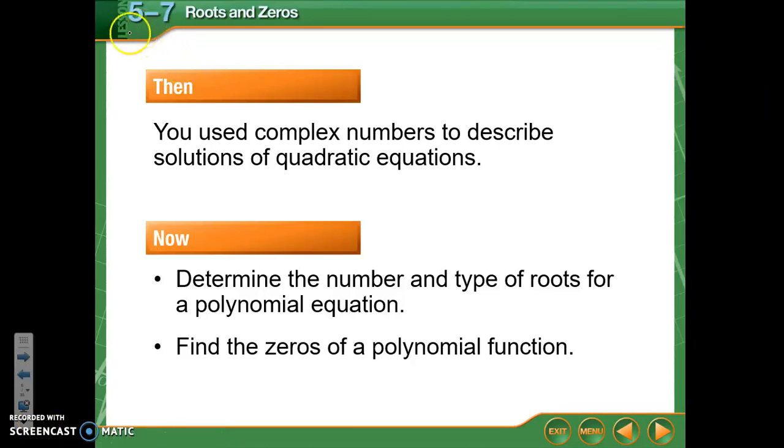Hello and welcome to section 7 of chapter 5. This is going to be about roots and zeros, and we're basically just going to be extending what we know about polynomials. We're going to be talking about how to figure out how many zeros there are and what kind of zeros there are for polynomial equations. And then we're actually going to be able to find those zeros.